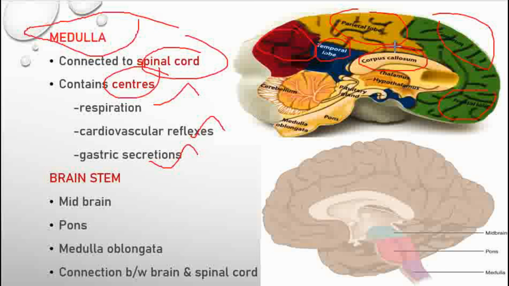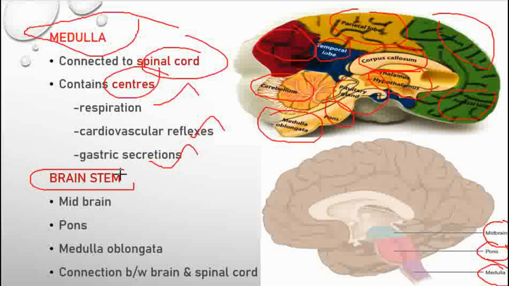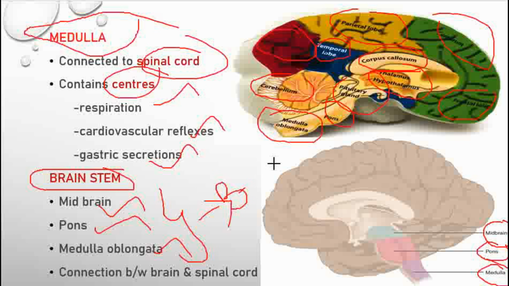This is the corpus callosum, thalamus, hypothalamus, pituitary gland, cerebellum, pons and the medulla oblongata. Here you can see the midbrain, pons and the medulla. So what is the brain stem? The three components I mentioned, midbrain, pons, medulla oblongata, together form the brain stem. The stem is like a connection for me. The brain stem is a connection between the brain and the spinal cord.